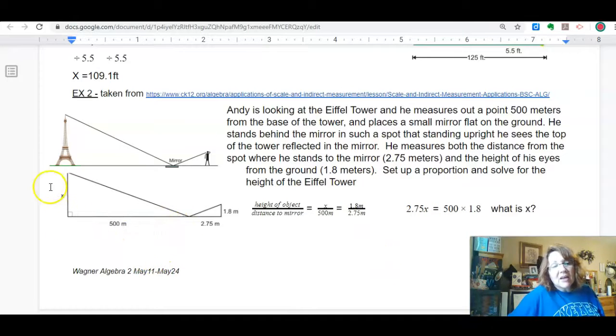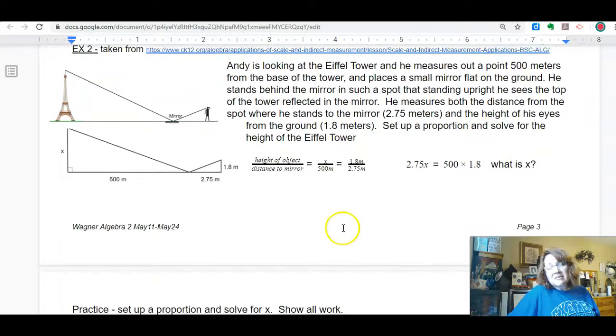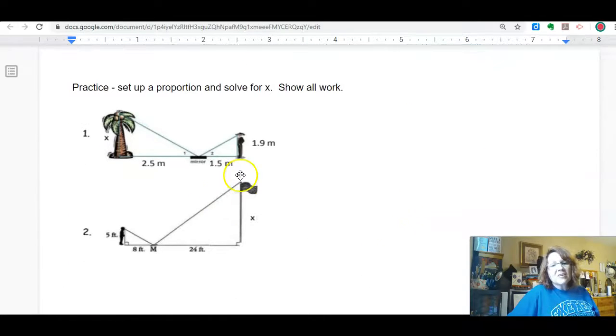So x is to 500 as 1.8 is to 2.75. I want to set up that proportion. Again, I want to cross multiply x times 2.75, which gives me this right here, and then 500 times 1.8, and then I want to figure out what x is. So I'm going to let you finish that. Multiply these two numbers, and then whatever number you get, divide by 2.75. All right, so let's play around here by solving some of these proportions.